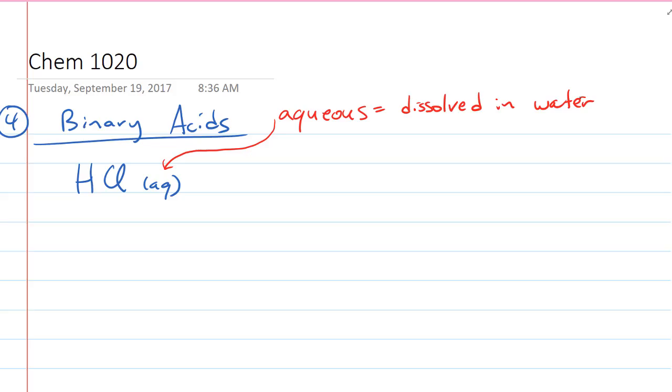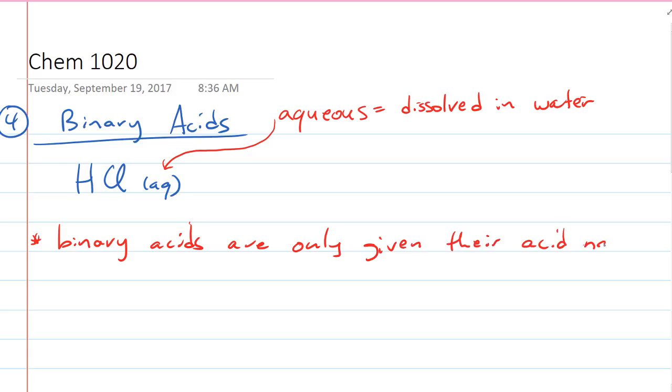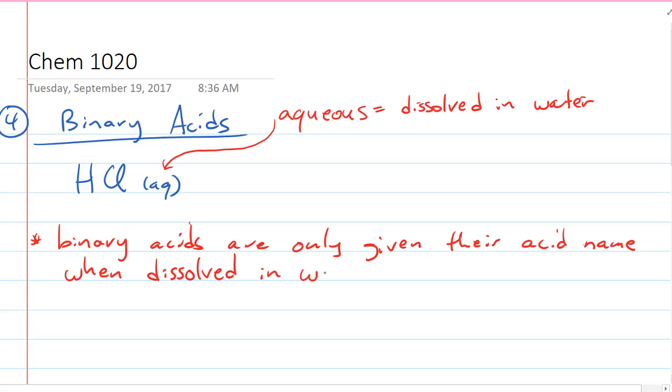The convention we use for these, and I should mention this here: binary acids are only given their acid name when dissolved in water. Otherwise, they are named as binary molecular compounds.